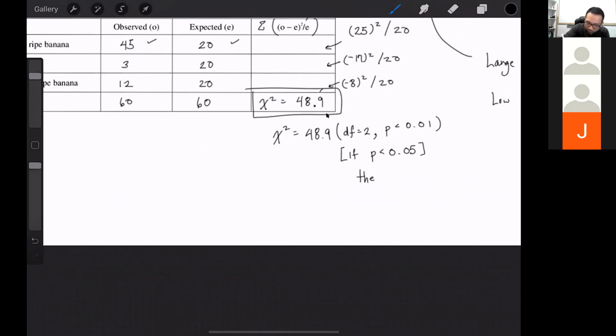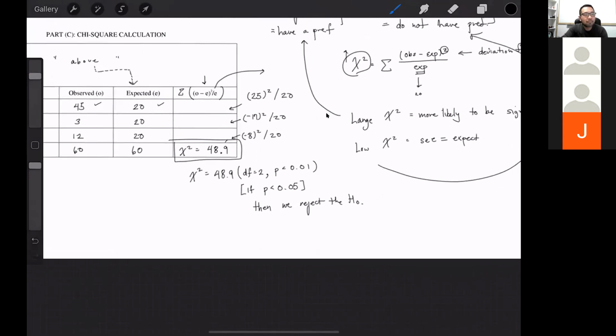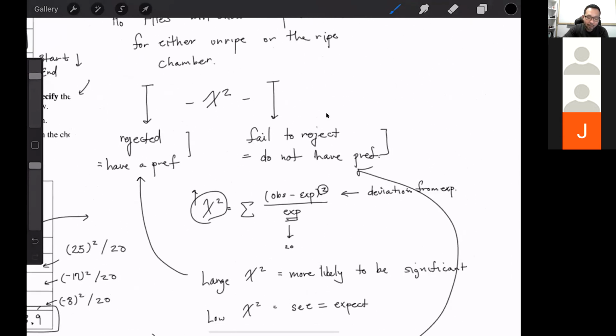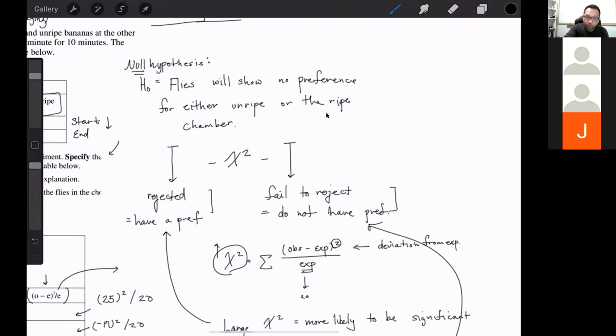Then we reject the null hypothesis. So now let's see the consequence of rejecting the null. Remember, the null hypothesis said the flies will show no preference for either the unripe or the ripe chamber. Now, if we reject this, what does that mean? That means that the flies do show a preference to one of the two chambers.